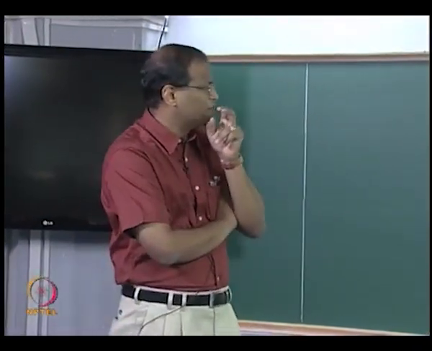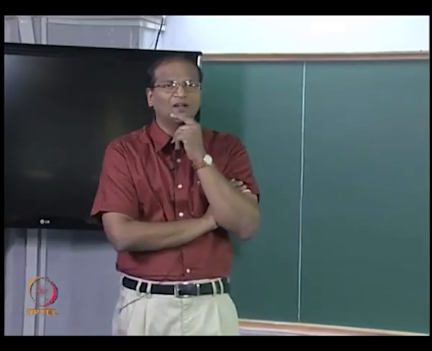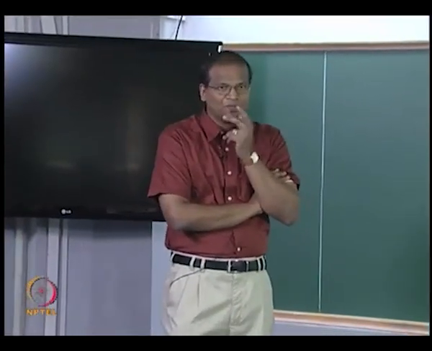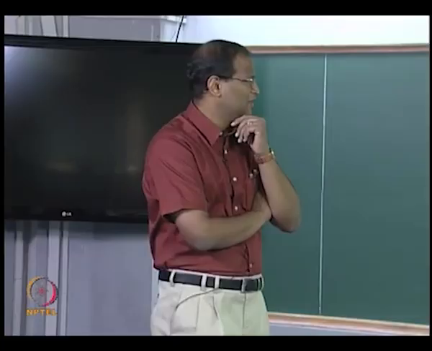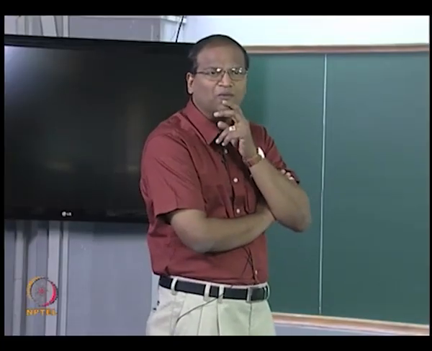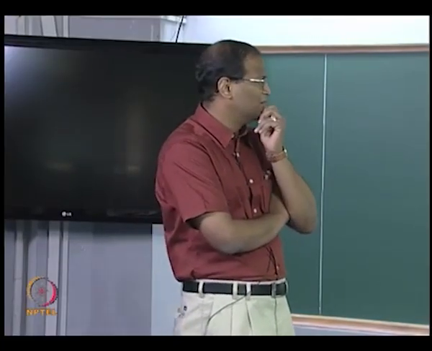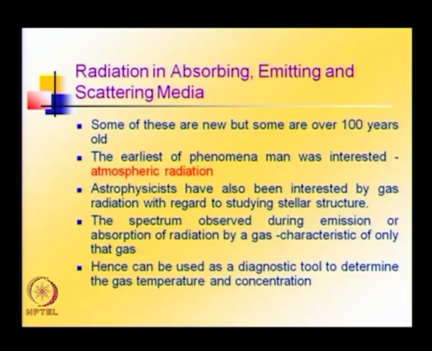This kind of activity is basically of fascination to astrophysicists, that's the kind of work they do. So they analyze the spectrum coming from various stars, other planets and all that. The spectrum observed during emission or absorption of radiation by a gas is characteristic only of that gas. From the spectrum you can get the signature.